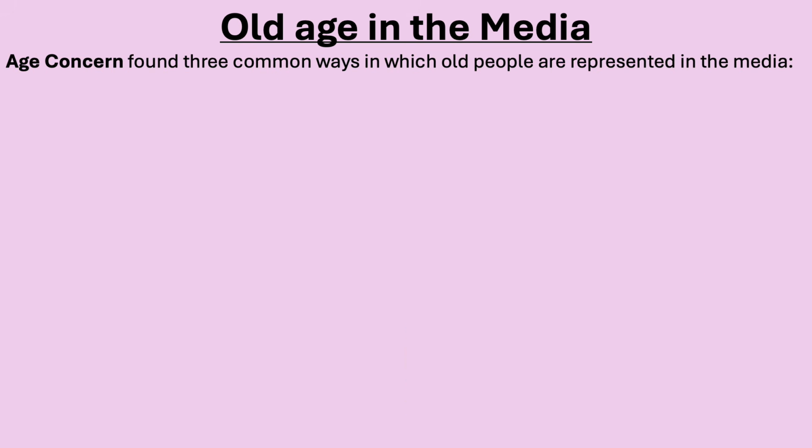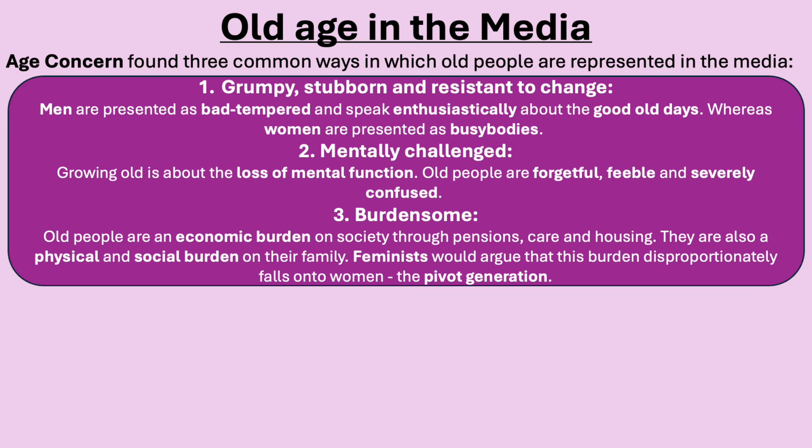However, Age Concern found 3 common ways in which old people are represented in the media, which can also be in a negative way. So they are seen as grumpy, stubborn, and resistant to change. Men are presented as bad-tempered and speak enthusiastically about the good old days, whereas women are presented as busybodies. So, like gossipers, basically. They're also depicted as mentally challenged, so growing old is about the loss of mental function. Old people are forgetful, feeble, and severely confused.